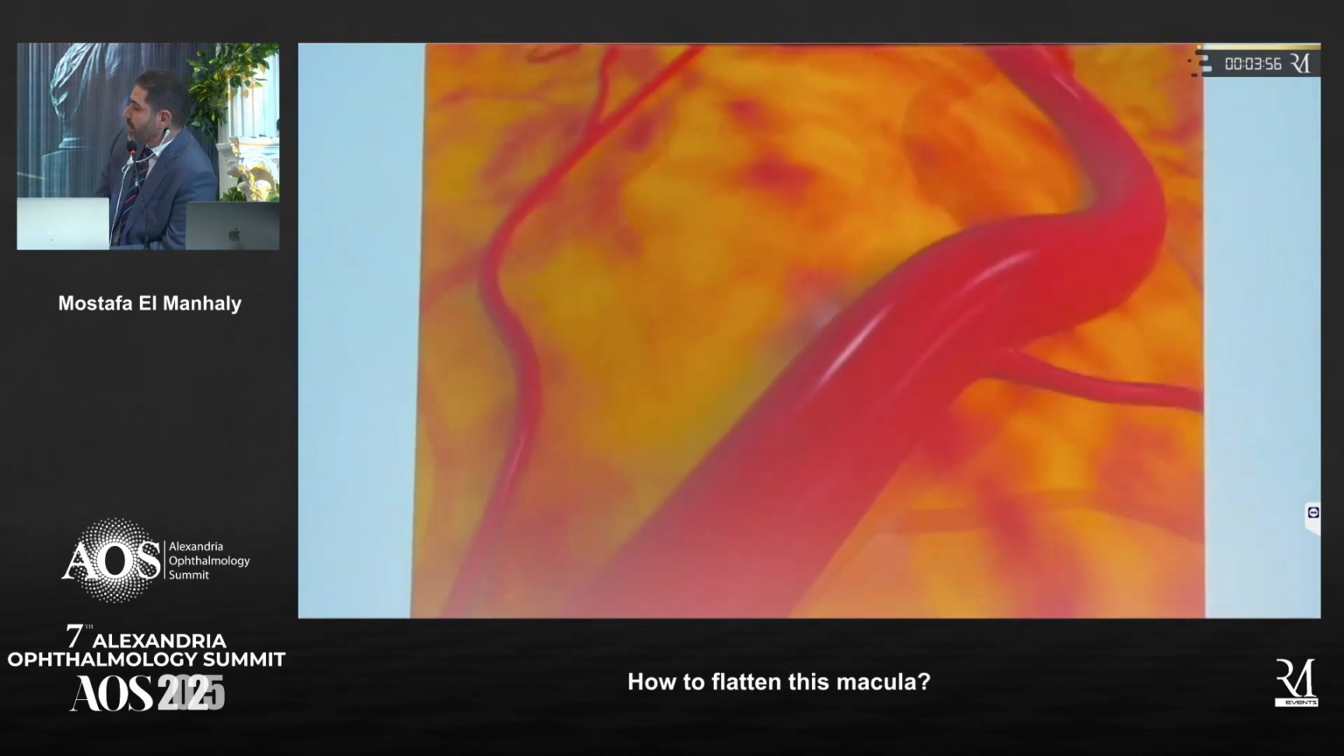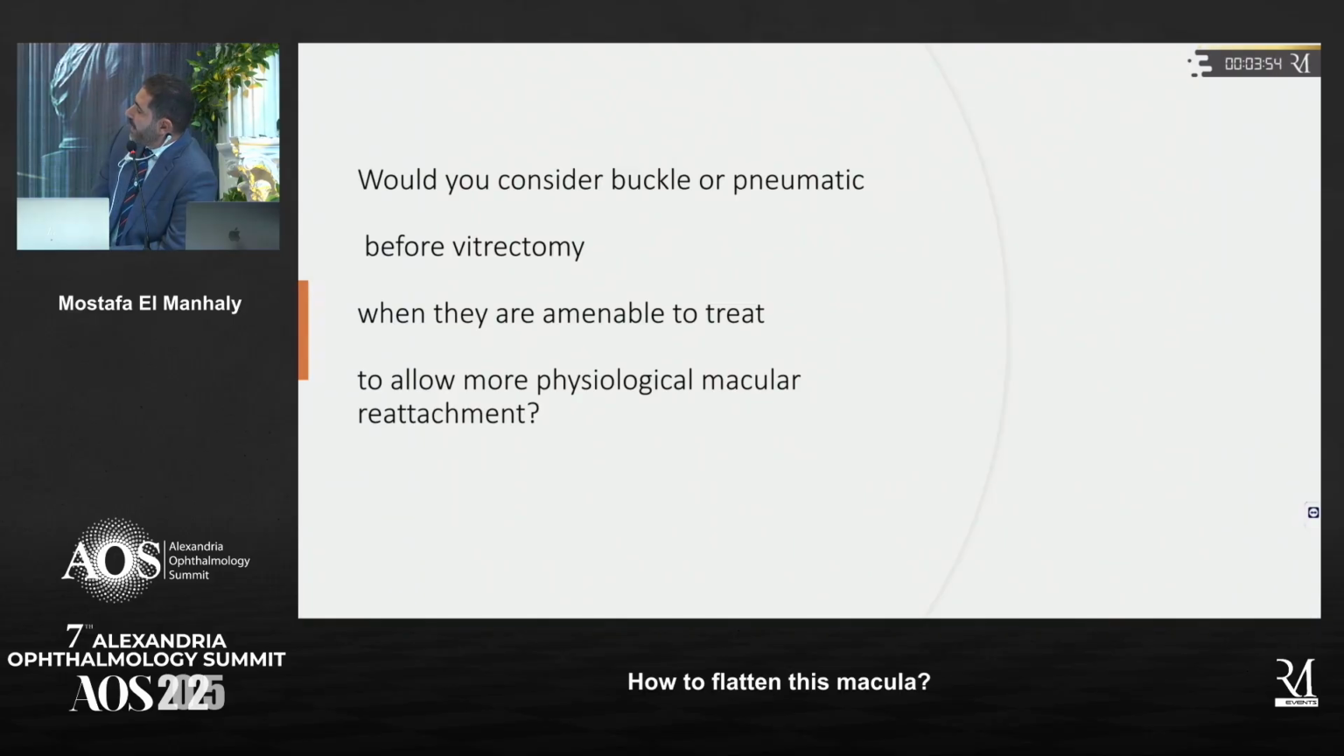So my question here: if a case is amenable to being treated with pneumatic retinopexy or a buckle, would you consider doing this procedure just to allow a more physiological attachment of the retina, starting with Dr. Sharif Mbabi? Well, the decision to do a buckle or a vitrectomy, I don't like pneumatic retinopexy. My experience is only with localized fluid.